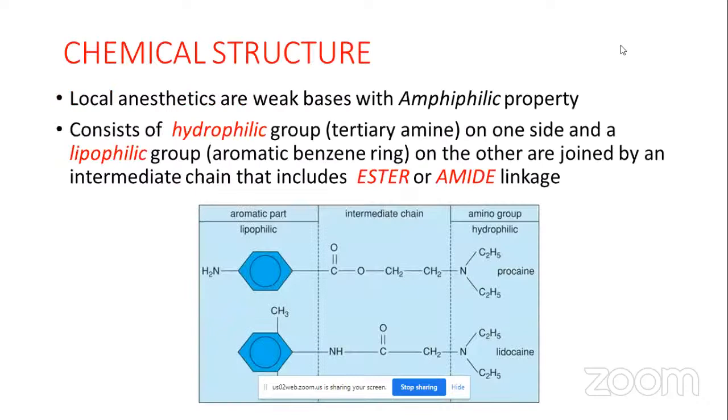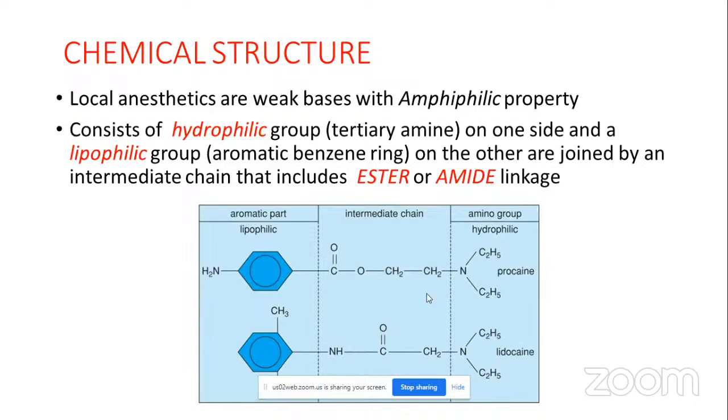Chemical structure of local anesthetics. They have amphiphilic property. That means they have both a hydrophilic group and a lipophilic group. The hydrophilic group is the tertiary amine group, and the lipophilic group, which is lipid soluble, is due to the aromatic benzene ring present in its structure. Its classification is based on the intermediate chain, which is either the ester linkage or the amide linkage. Based on it, they are divided as ester or amide local anesthetics.